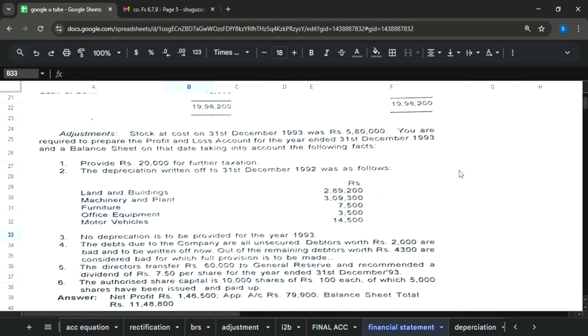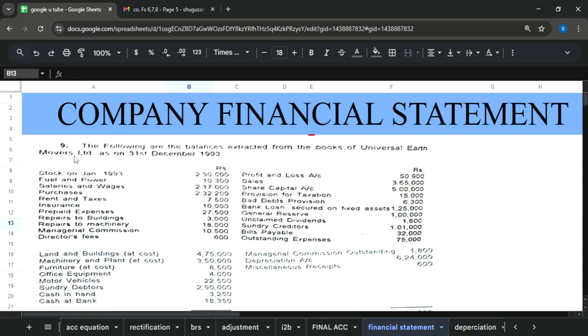Today's target is to solve question number 9. The chapter we are related with is company financial statements. We are related with the corporate sector. And please look at the shape of this question. It is very important before you start.